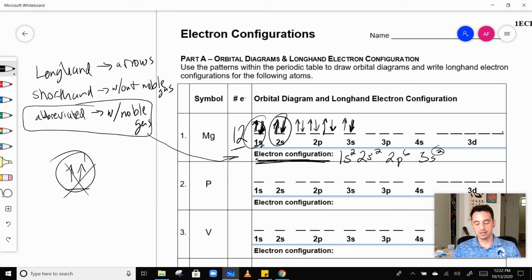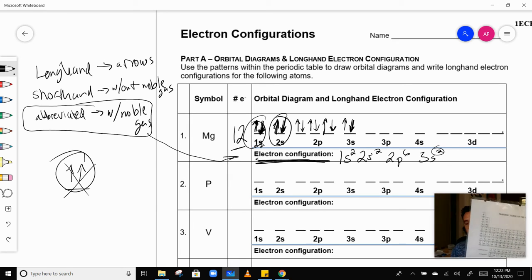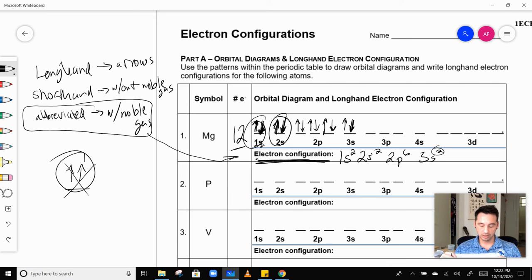Now we want to do the shorthand. So for the shorthand, we look at the periodic table here, and we look at where Mg is, and we go backwards and look at the first noble gas. The first noble gas that we come to as we go backwards is neon. So we write neon in a bracket. So we have the electron configuration for neon, plus whatever else we have, which is 3s2. Okay, so this is the shorthand, this is the abbreviated. Shorthand and abbreviated.